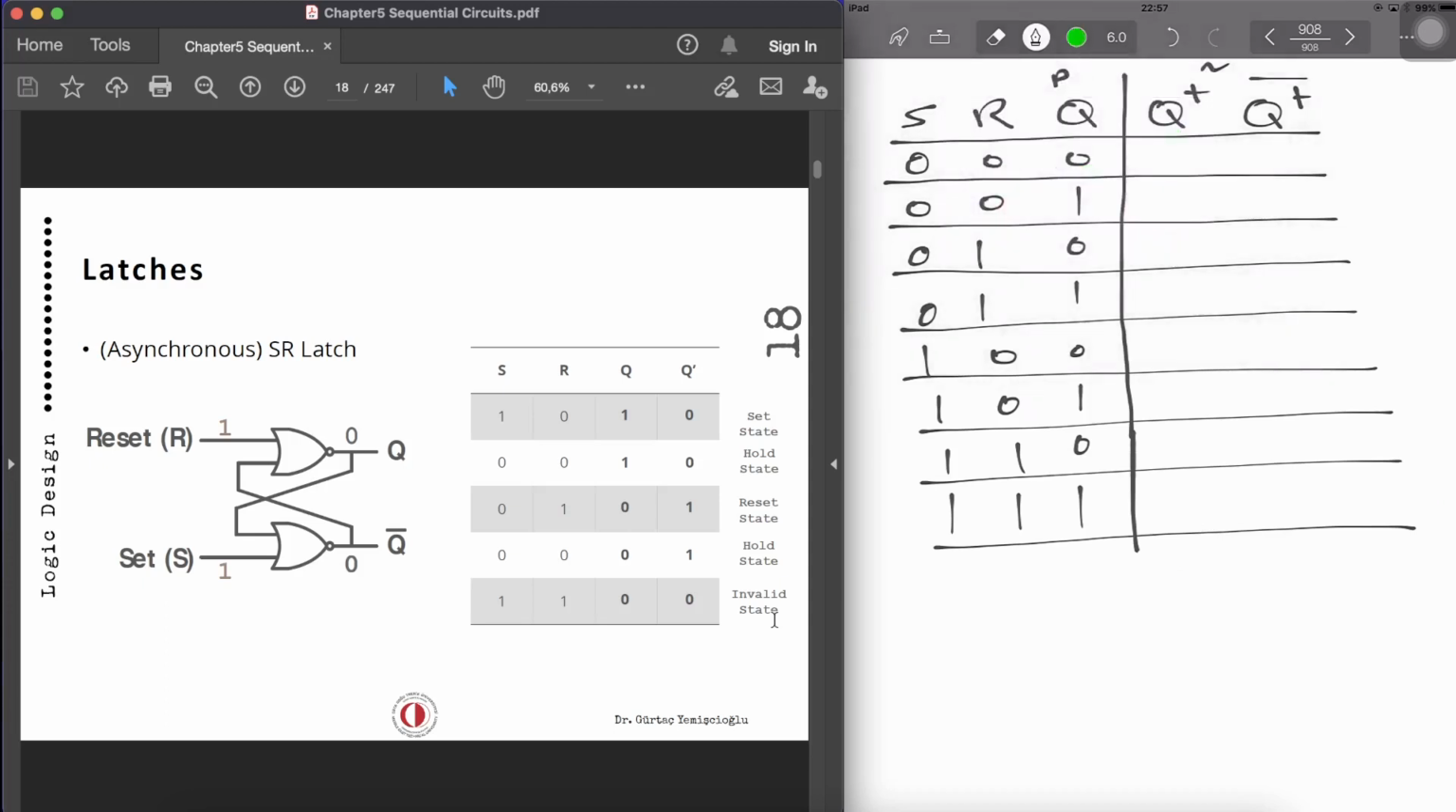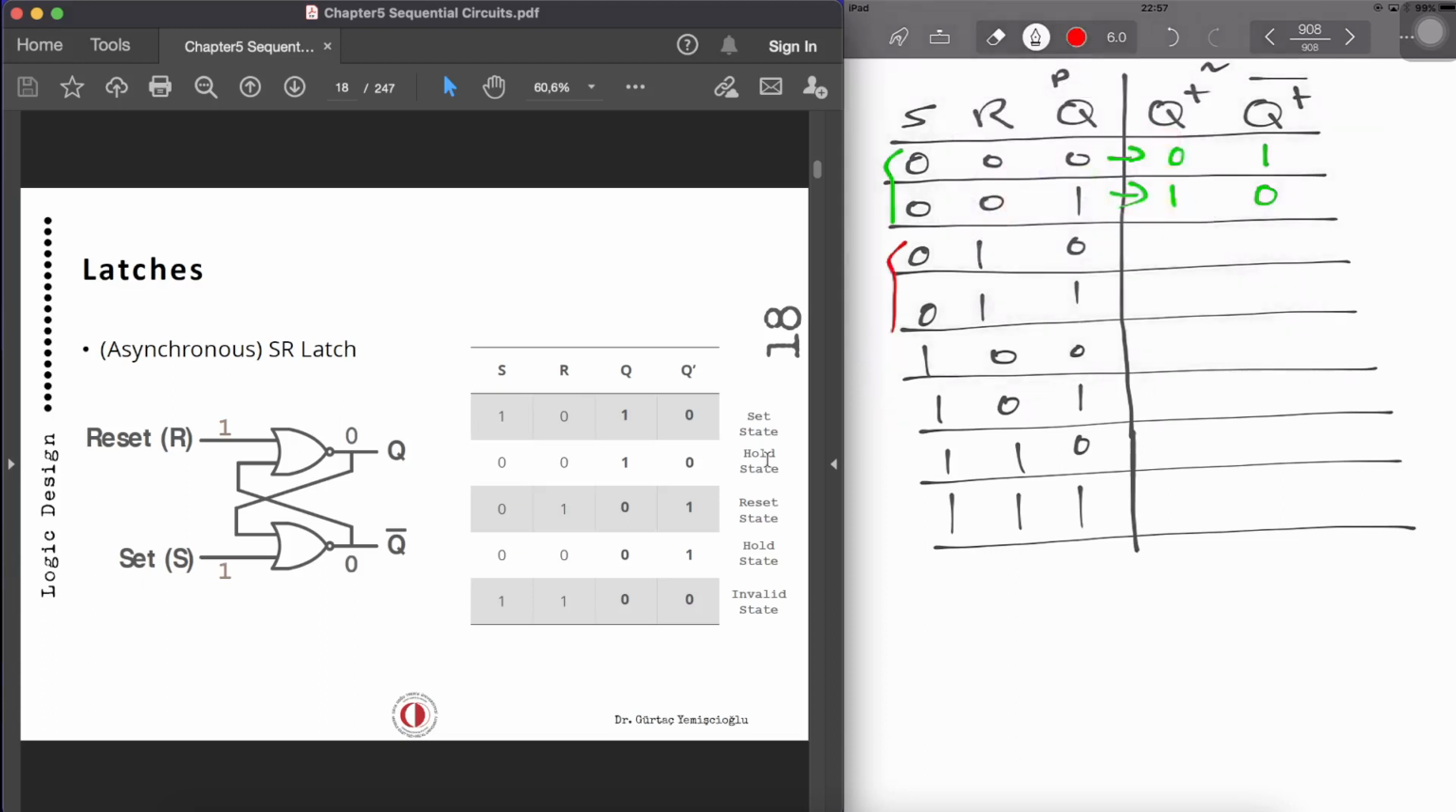Okay, so when S and R are 0 at these two points, when both are 0, it's the hold state. Hold state means whatever we have got on Q present will be reflected to Q next. So 0, 1, and 1, 0. Because this is the present, S and R are 0, that means holding the previous value. That means whatever we have got on present will be reflected to the next. Nothing will change.